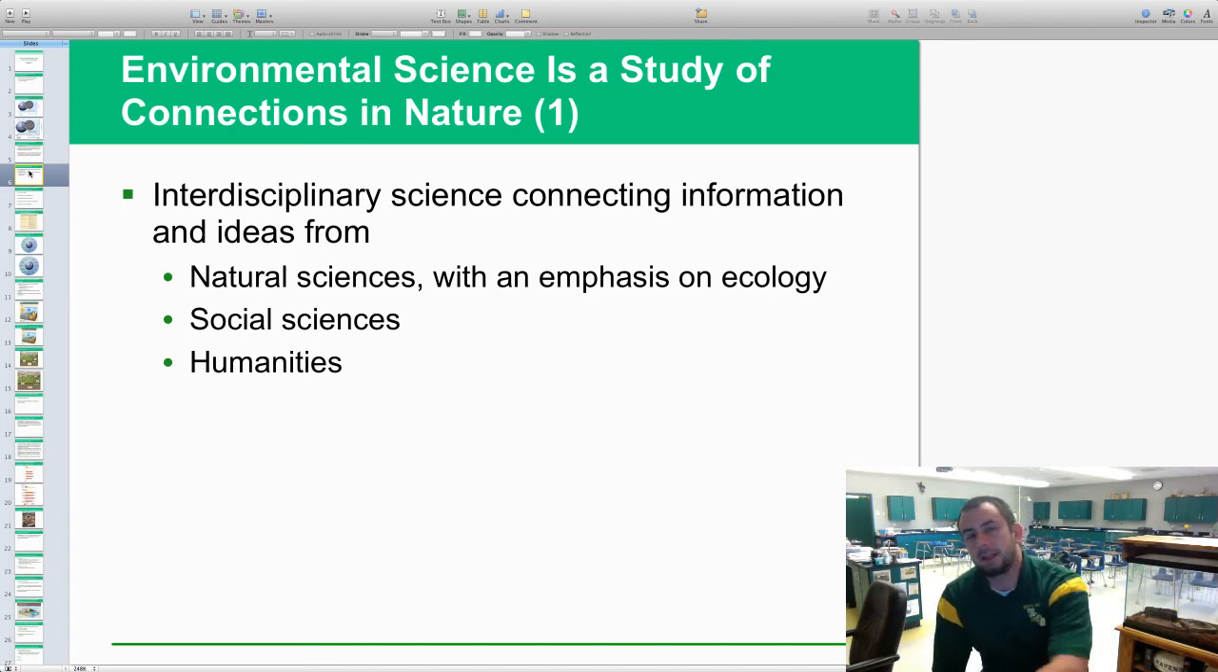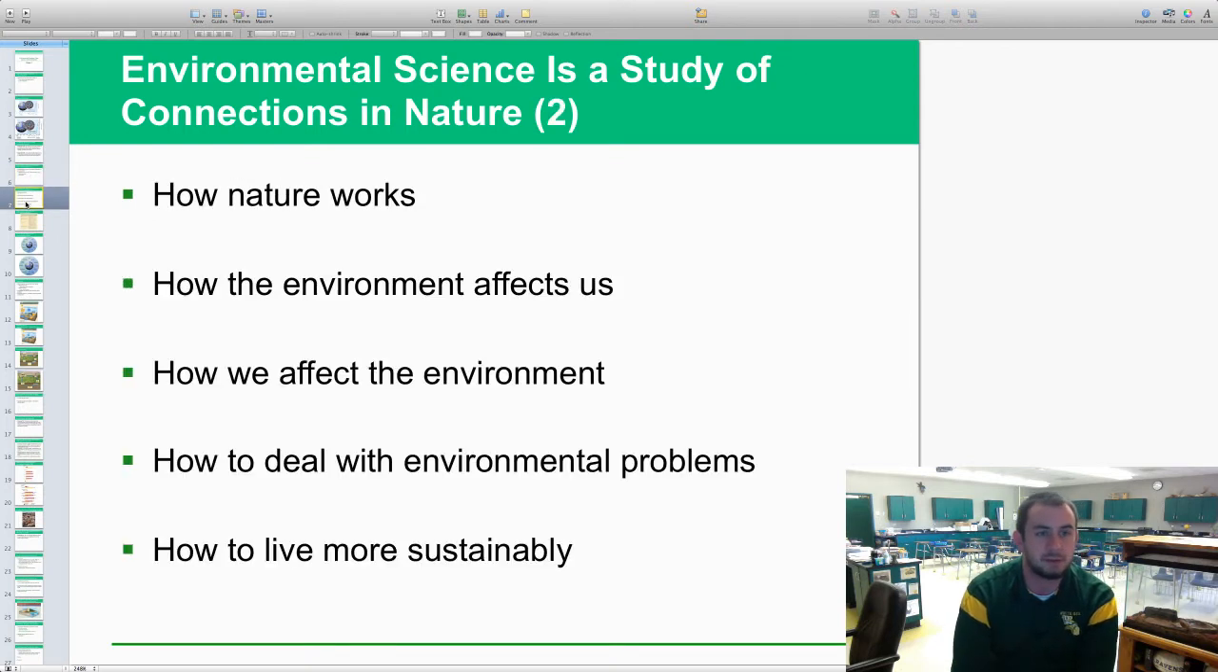First of all, we're going to look at the entire overview of this book and also this class, and it's a study of how nature is connected with everything. Everything is interconnected in some way, shape, or form, which is a good thing, but also can be very trying as a person trying to fix a problem. So, in interdisciplinary science, we connect information and ideas from natural sciences all the way to social sciences and also the humanities. All those interconnected disciplines are connected to form AP Environmental Science, or at least environmental science.